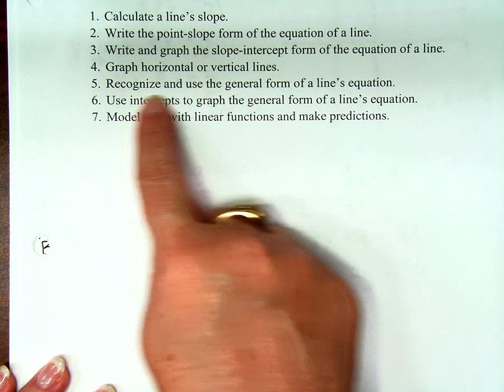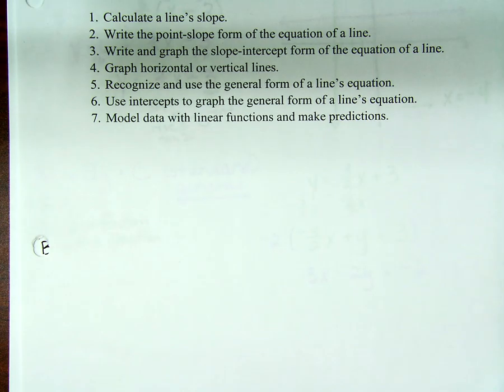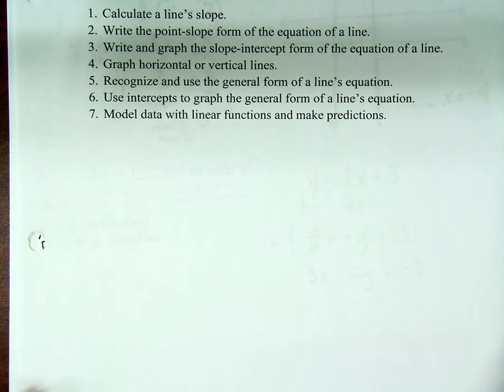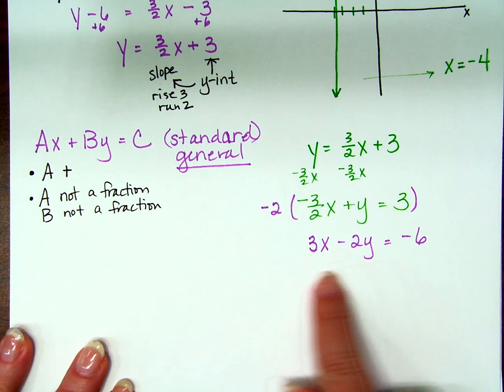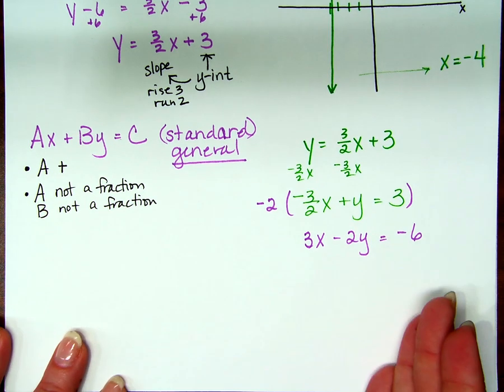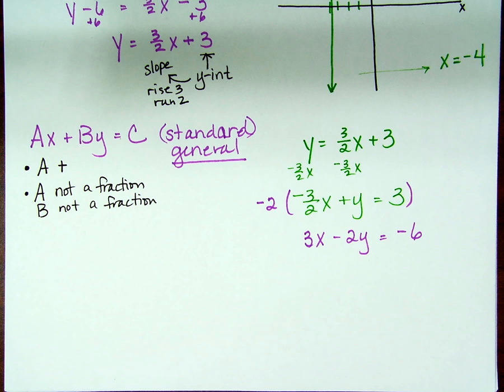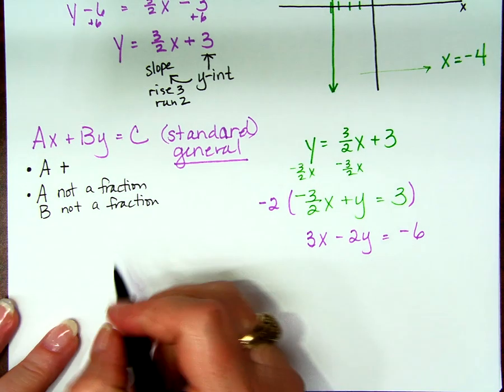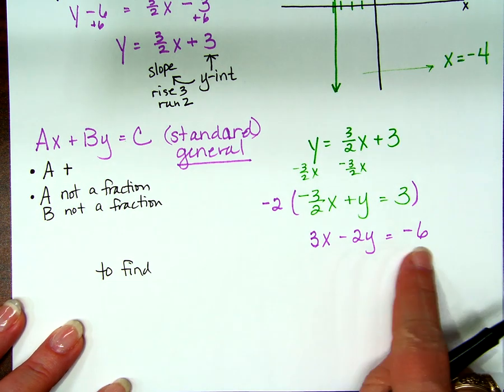Recognize and use is what we just did. Recognize and use the general form. Use intercepts to graph the general form of the line's equation. Okay? So if you're given the general form, like this example that we just did, how would I find the intercepts of this graph in order to graph it? Do you remember how to find the x-intercept if it's in general form?